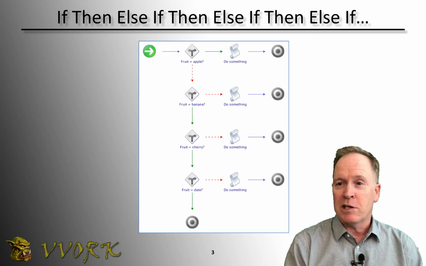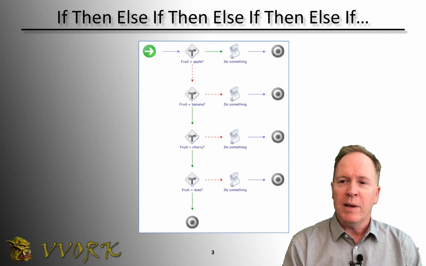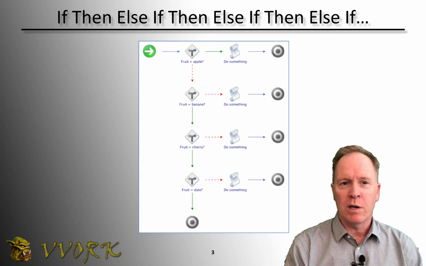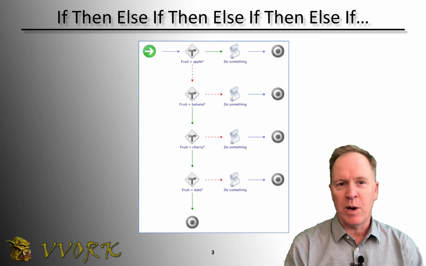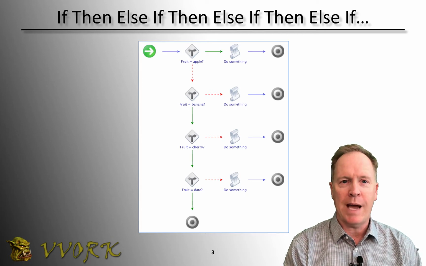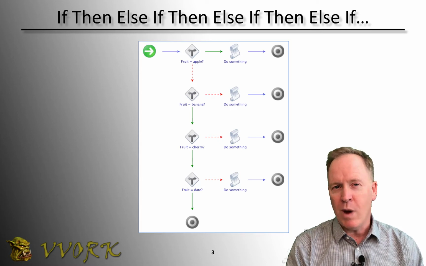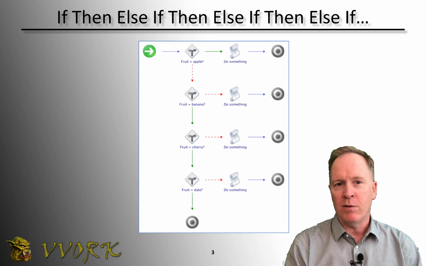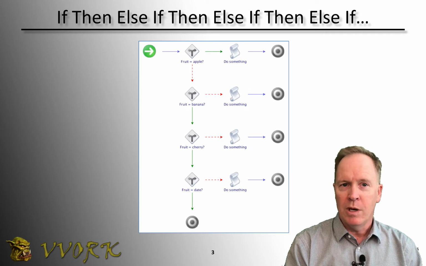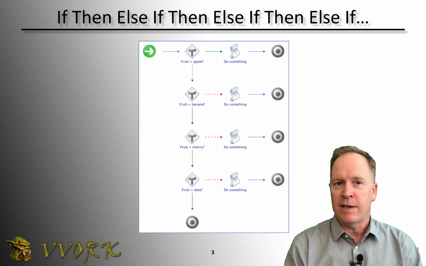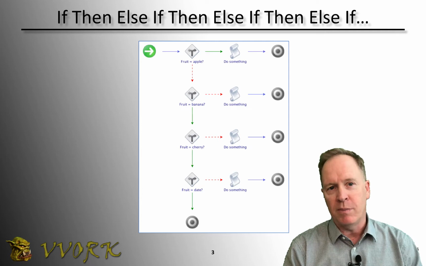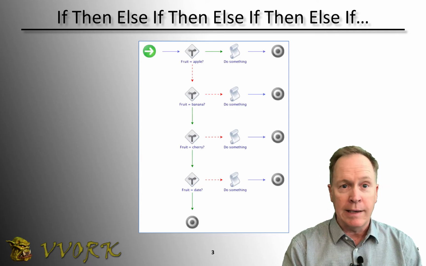If you take a look at this screenshot, this is obviously a made-up example. It doesn't really do anything, but imagine you had a variable called fruit, and let's say it's an input parameter. The user is going to specify a type of fruit. We want the workflow to do one thing if the value of the fruit variable is apple, but do something else if the value of that same variable is banana, but do something else if... I think you get the idea here.